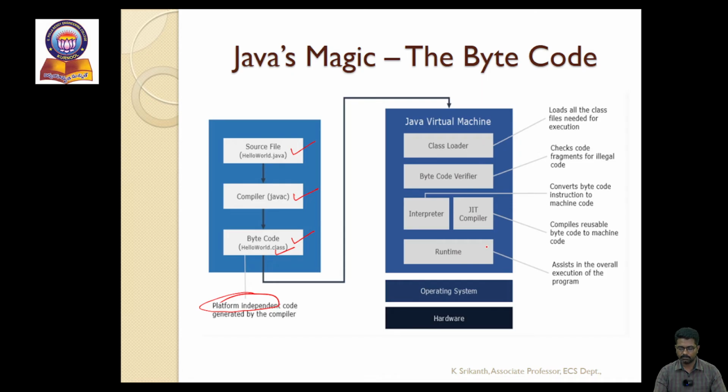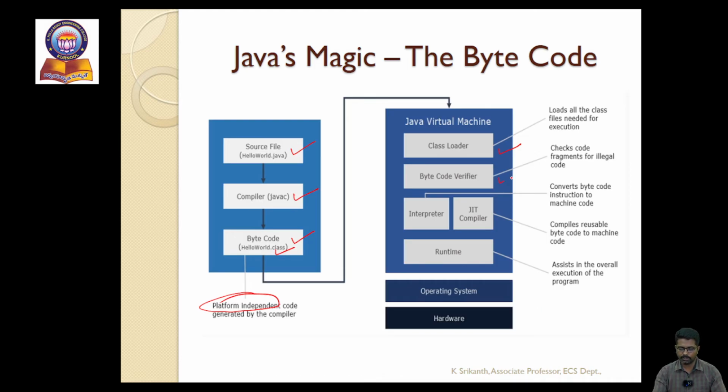A lot of work is done within the Java virtual machine. So the first component of the Java virtual machine is the class loader. Whatever classes are part of your program are loaded into RAM, and the classes which are required to execute your program are also loaded into the RAM.